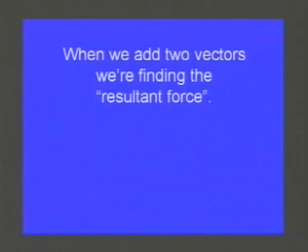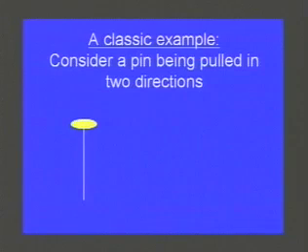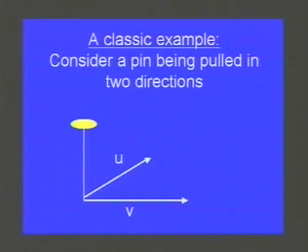When we add two vectors, in real life, we're finding the resultant force. Now, by resultant force, you can think of that as meaning sum force. A classic example is if we have a pin, look at my little yellow pin there, being pulled in two directions. This pin is stuck into a piece of paper or a board, and it's being pulled in this direction by vector v. Then it's being pulled in that direction by vector u. I want to know what that pin really feels. In other words, if it flies out of the board or the paper, where's it going to go?